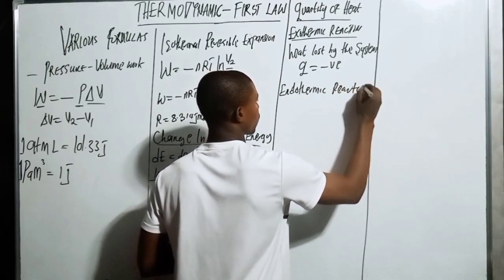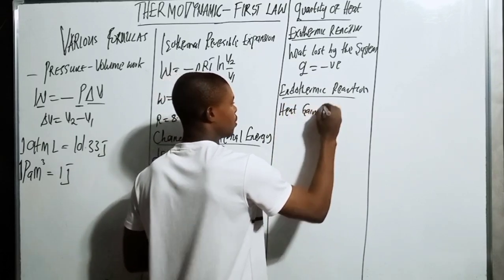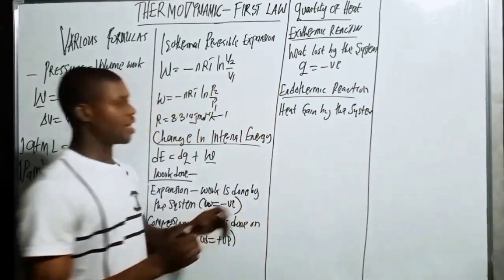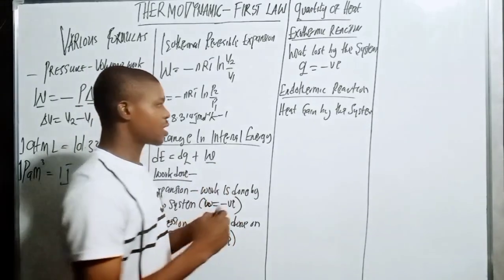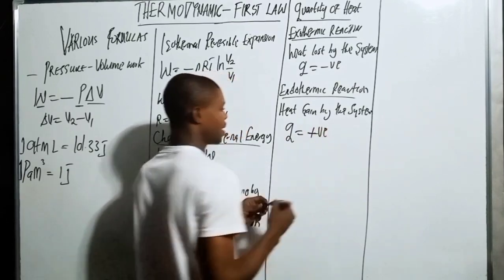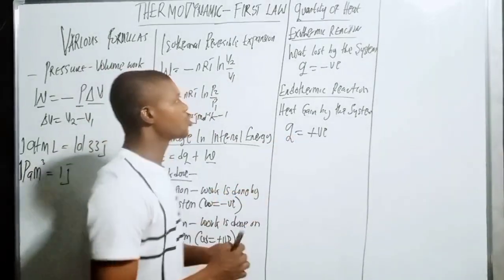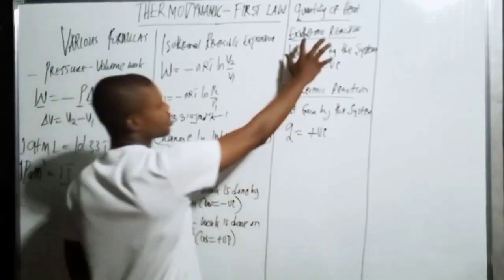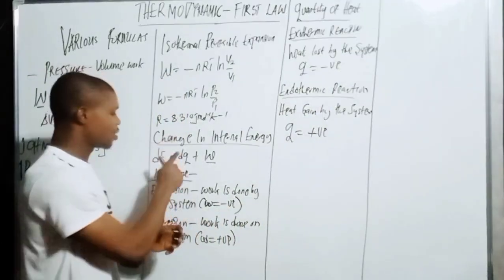So we also have the endothermic reaction. Heat is gained by the system. And whenever it is gained by the system, it is absorbed. So when it is absorbed, Q is positive. ΔQ is positive. Do you get that? Under thermodynamics, you have to know these two things, exothermic and endothermic reactions. Very important.